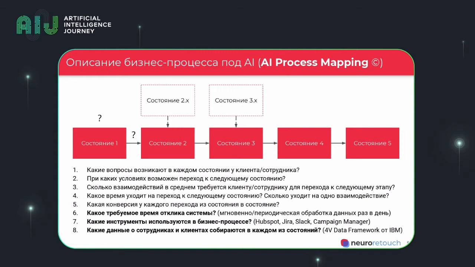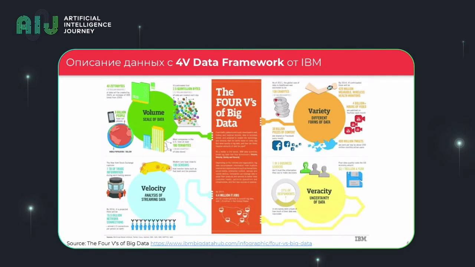We need to ask all sorts of correct questions, first of all, to identify whether this data is available, and second, whether we can collect this data. IBM developed this 4V data framework to describe the data. 4V means volume, variety, different forms of data generated by this business process.